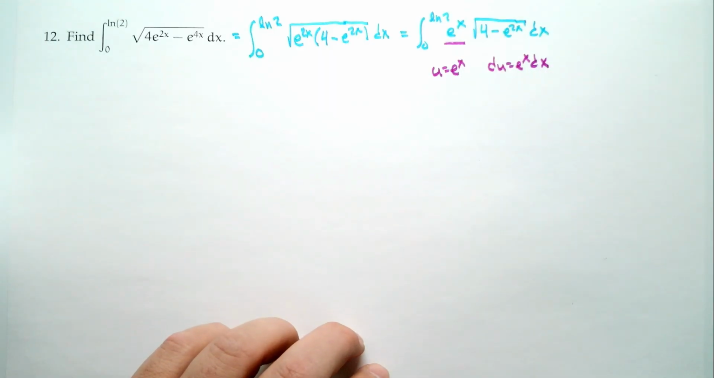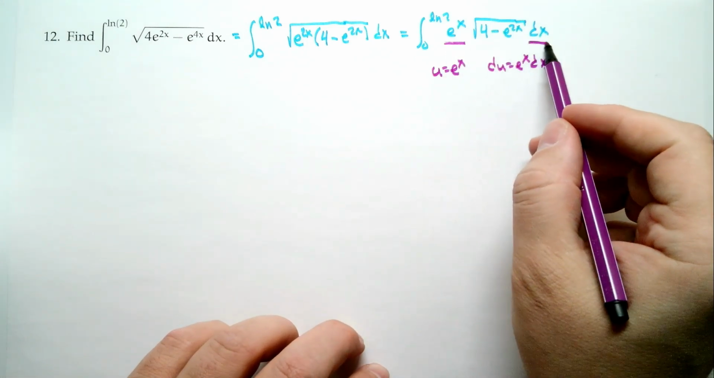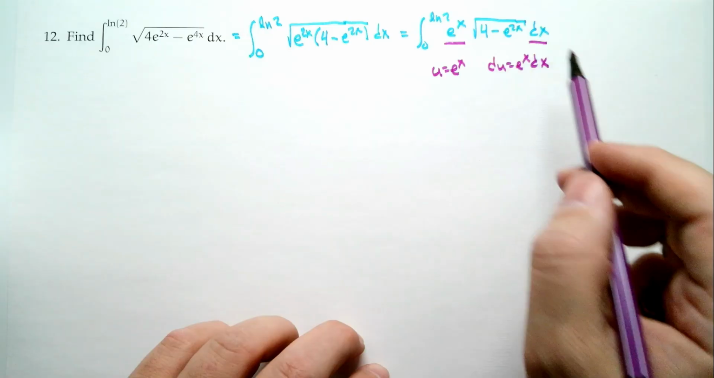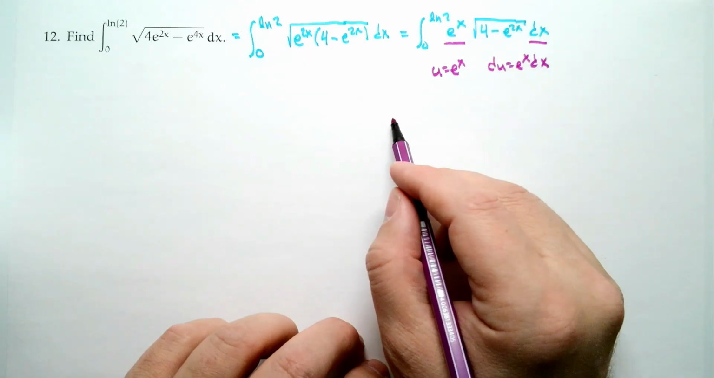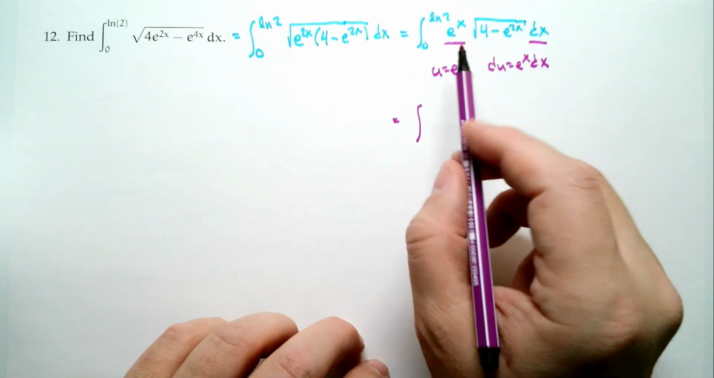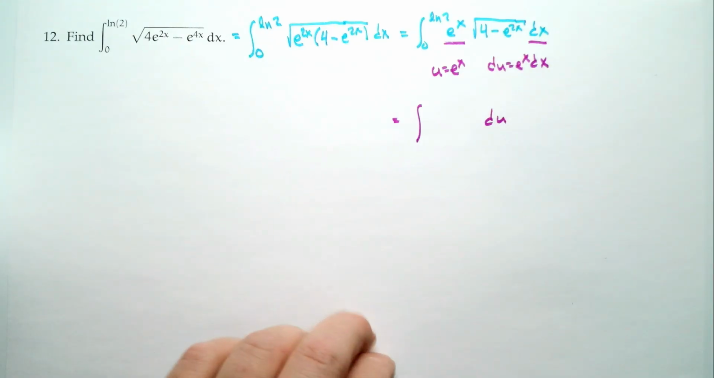And you're like, well, yeah, but that says that the e to the x dx becomes your du. How do you handle the inside? Well, don't rain on my parade just yet. Let me see what we can do. We'll try it. Let's see what happens. So e to the x dx becomes du. What about this square root of 4 minus e to the 2x?